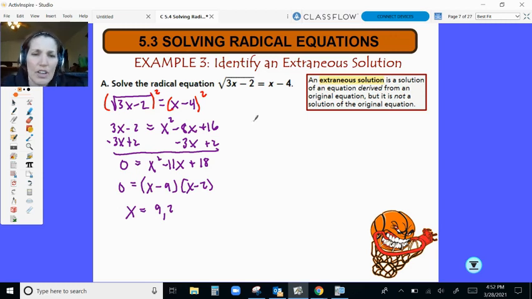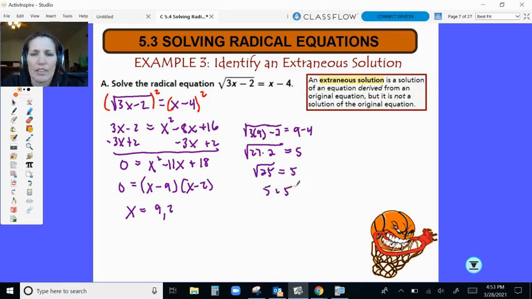Okay, let's check it. So we have the square root of 3 times 9 minus 2 equals 9 minus 4. Square root of 27 minus 2 equals 5. Square root of 25 equals 5. So 5 equals 5. That works out, right? So 9 is a solution. We know that. How about the other one?